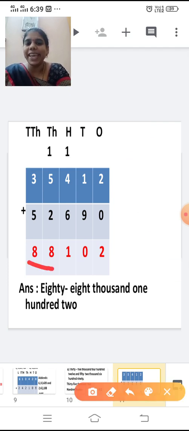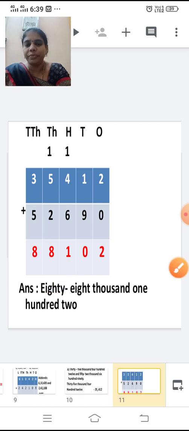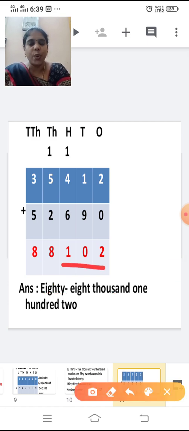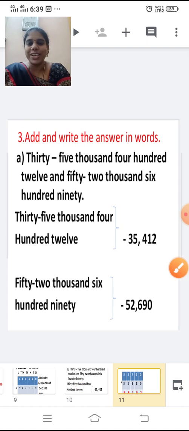Yes. 88. See, first 3 is the ones place. Next is the thousands place, right? So 88, it is in thousands period, right? So write 88,000. Eighty-eight thousand. 88,100. 102. One hundred two. 88,102. Clear, children? So first it is given in words.